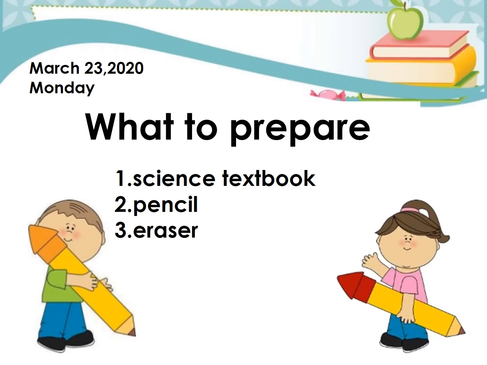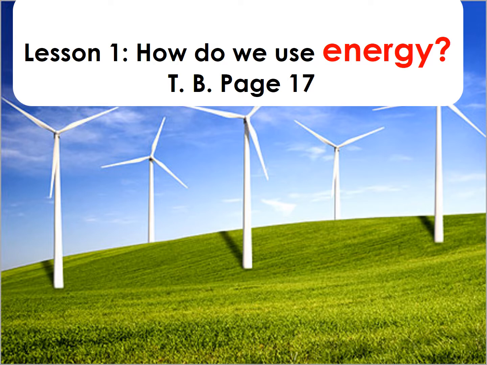So what is the day today? Today is Monday. It's March 23, 2020. So before we start with our lesson, you have to prepare first your science textbook, your pencil, and your eraser. Do you have all these things with you now? Then you are ready to start the lesson. So our lesson is how to use energy. To continue with, open your books on page 17. At the count of 3, you should be on that page.